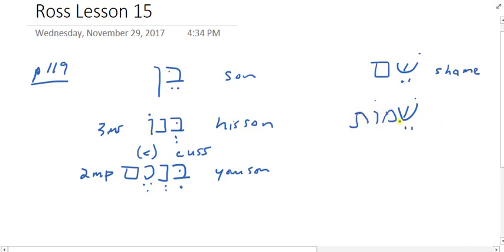All right. So how do we see the word their names written here in our book? Look at the very bottom of our paragraph on page 119. It's shemotam. Okay? Now, what is irregular about this?